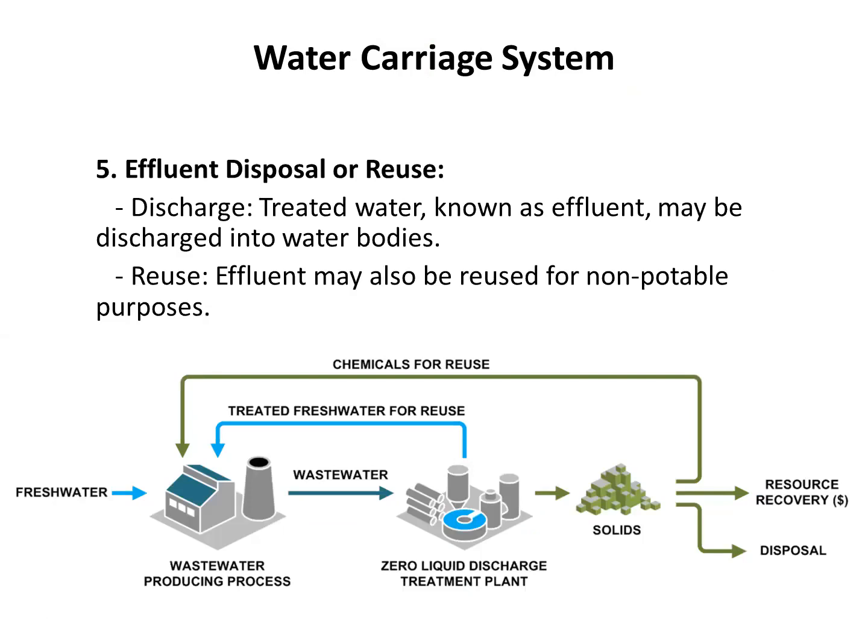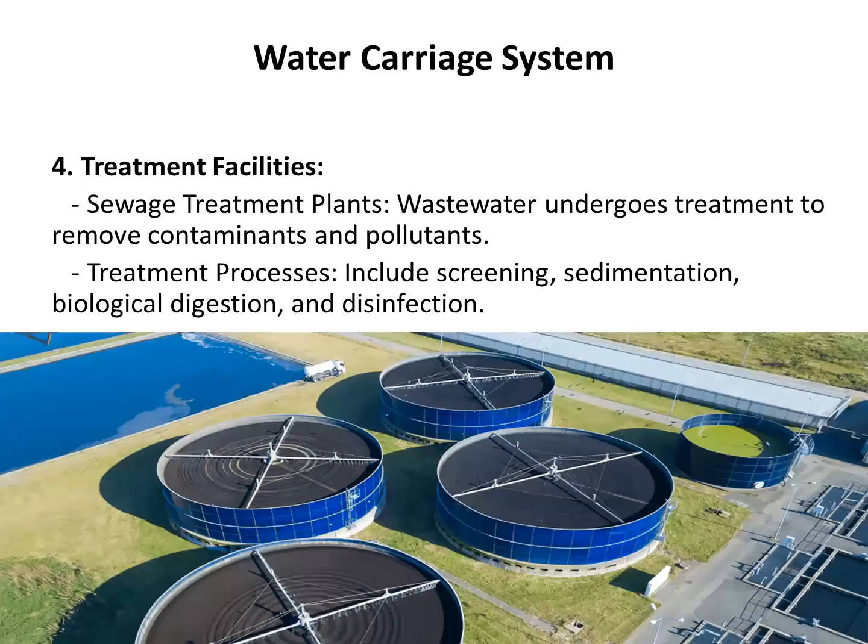Now, regarding the effluent or disposal, the treated water, known as effluent, may be discharged into water bodies, that is rivers or even the sea bed as well. Effluent may also be reused for non-potable purposes. In sewage treatment plants, wastewater undergoes treatment to remove contaminants and pollutants. Treatment processes include screening, sedimentation, biological digestion, and disinfection.